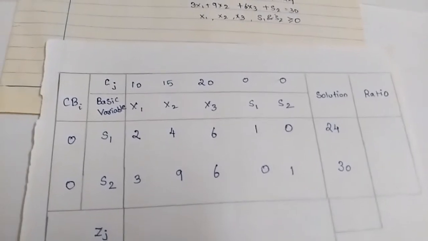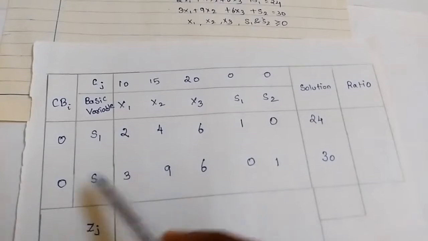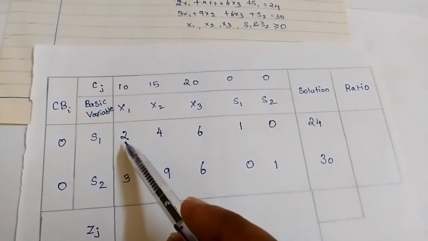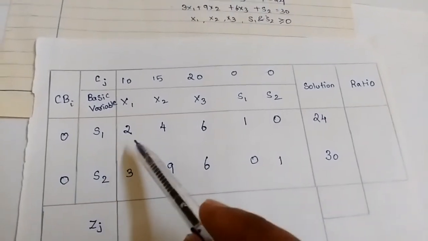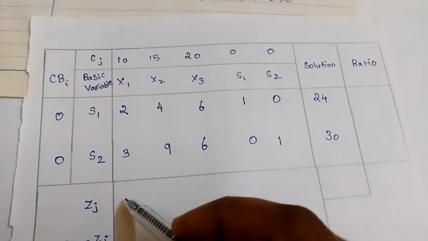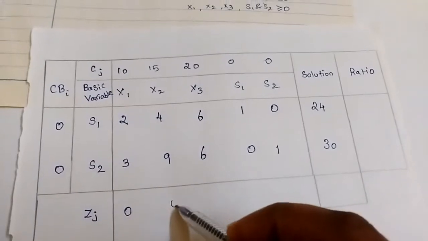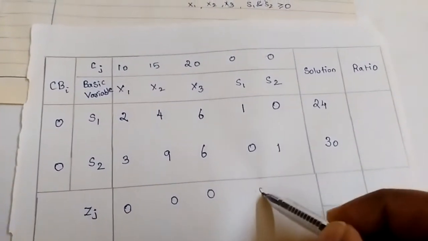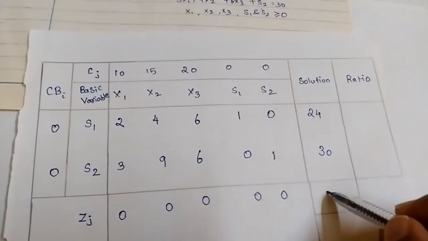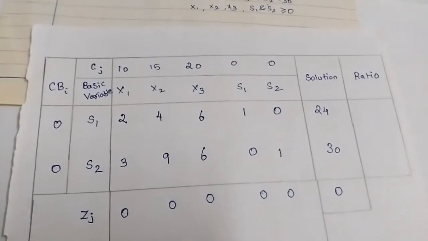Okay, Zj, how to calculate Zj? Zj is nothing but 0 into 2 plus 0 into 3. That means CBI into this coefficient, 0 plus 0 into 3, summation. We will do the clear calculation in the next table. Initially put all the Zj values as 0, just default, including the solution column and all the variables columns.